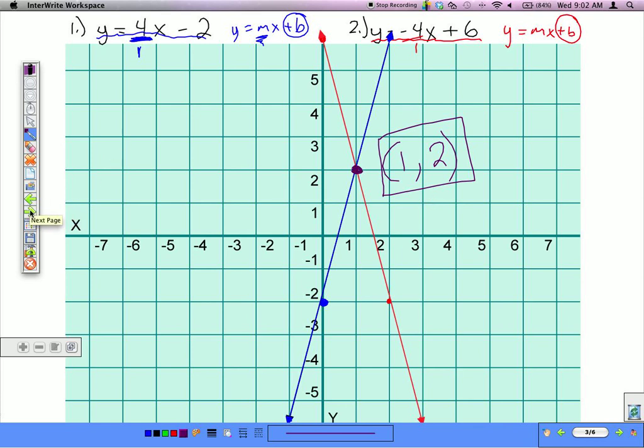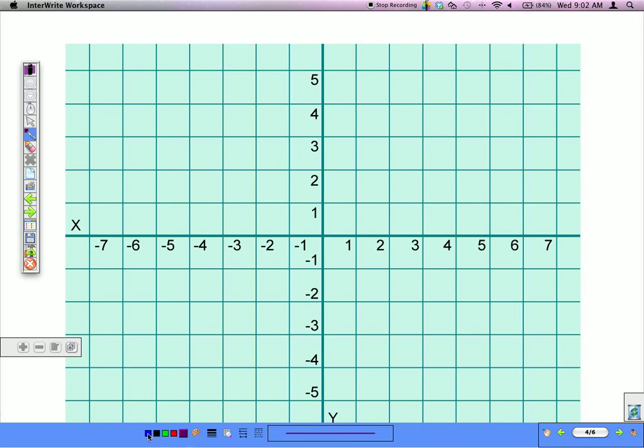Looking at the second problem, and I'll try and pick up the pace and get through this a little quicker now. y equals 1/2 x plus, actually that's going to be minus 1. And my second equation will be y equals negative 2x minus 6.